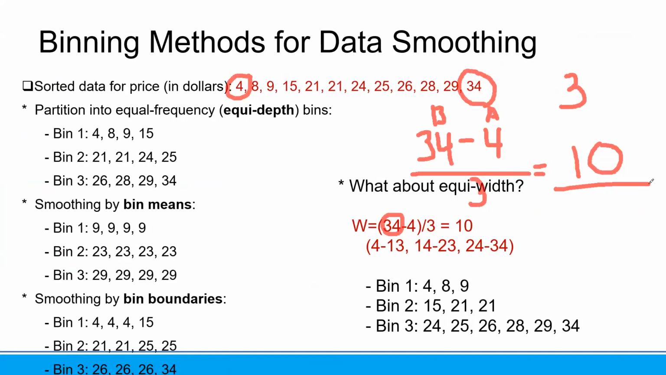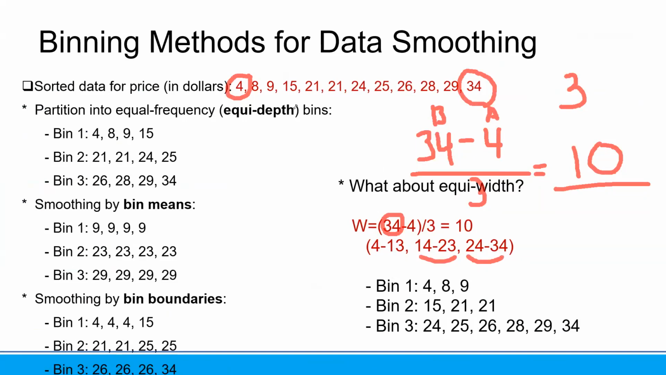So 4 is the first, then 4, 5, 6, 7, 8, 9, 10, 11, 12, 13. It means 4 until 13 will be in bin number 1. 14 until 23 will be bin number 2. And then 24 until 34 will be in bin number 3.